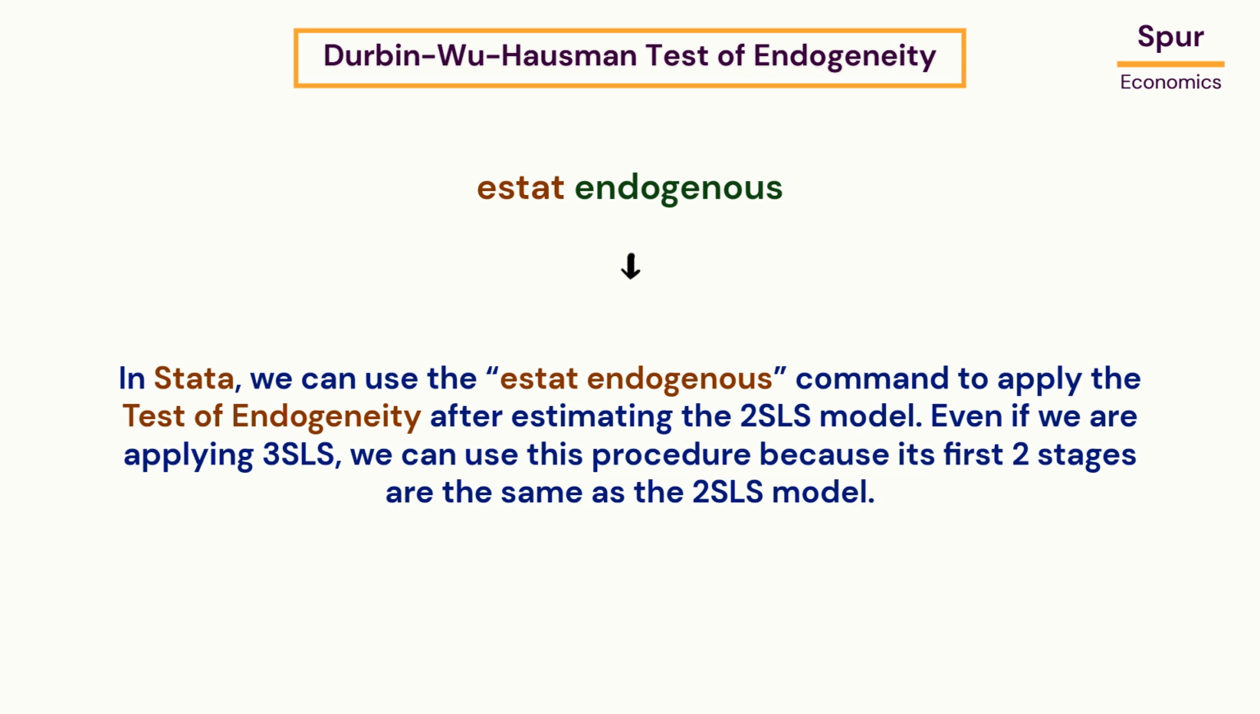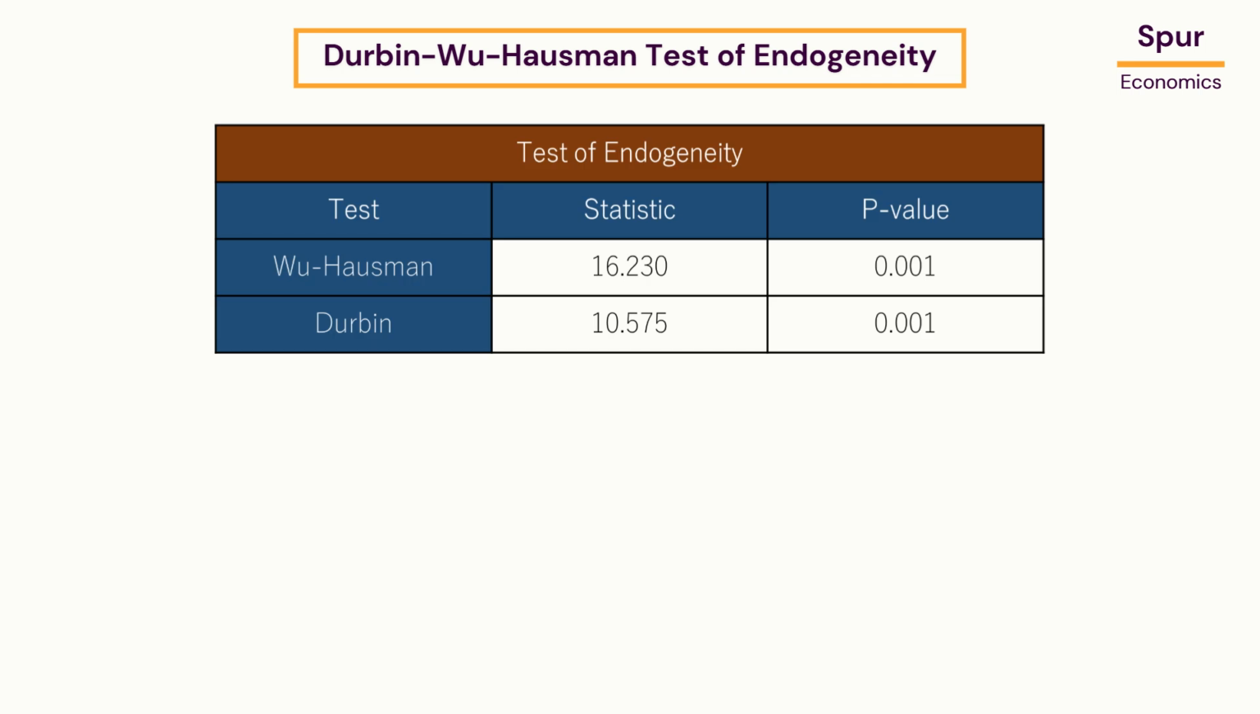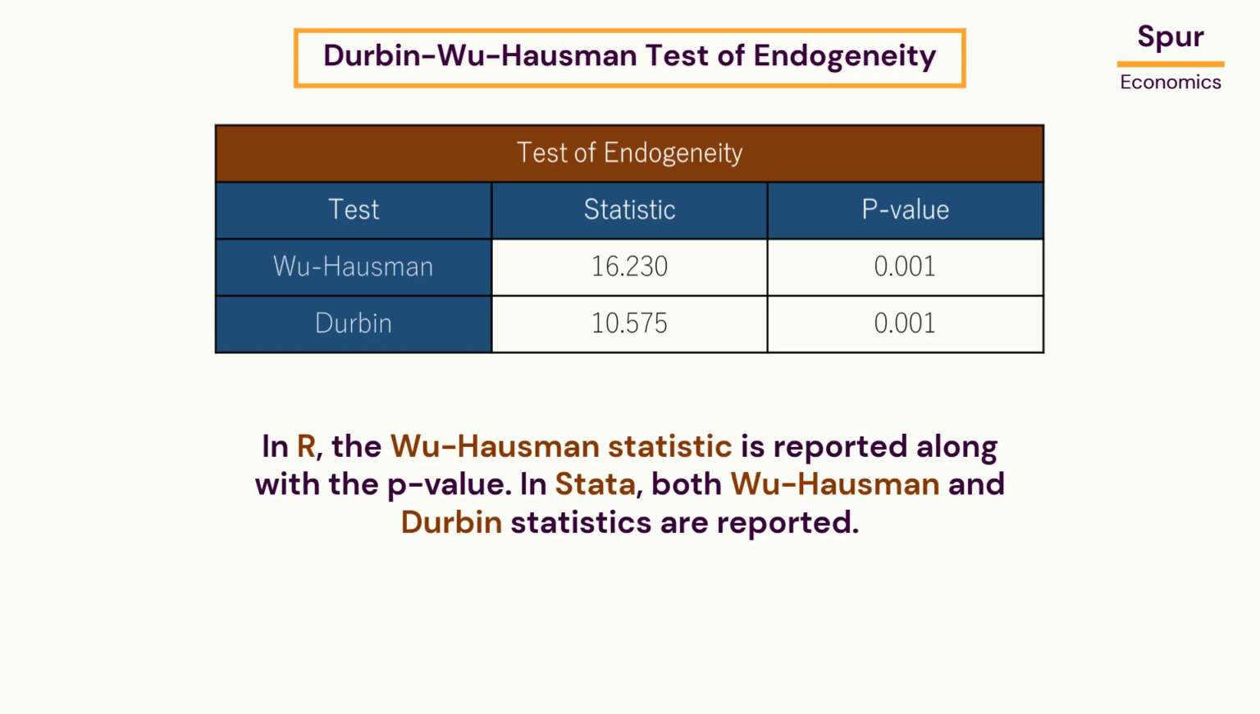In Stata, we can use the estat endogenous command to apply the test of endogeneity after estimating the 2SLS model. Even if we are applying 3SLS, we can use this procedure because its first two stages are the same as the 2SLS model. The results of the test are shown in the following table. In R, the Wu-Hausman statistic is reported along with the p-value. In Stata, both Wu-Hausman and Durbin statistics are reported.